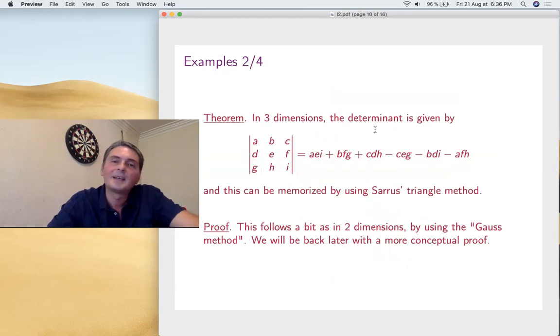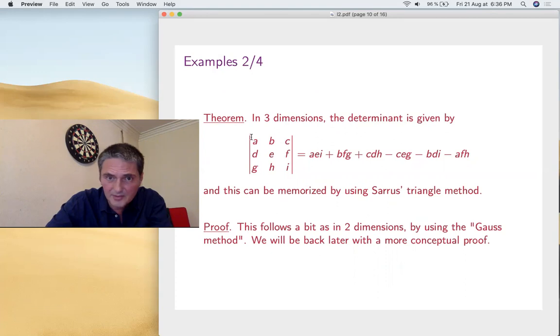Very good. Now the same method can be used in 3 dimensions, the Gauss method, putting it in upper triangular form. But we'll not get into it because I'll show you in a minute a more conceptual proof of this. So you get this formula here, which is called the Sarrus formula. And this is very useful.